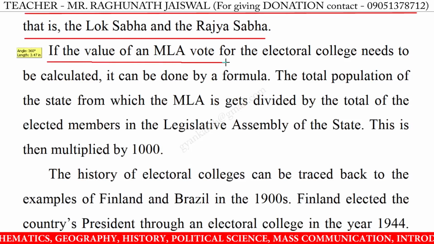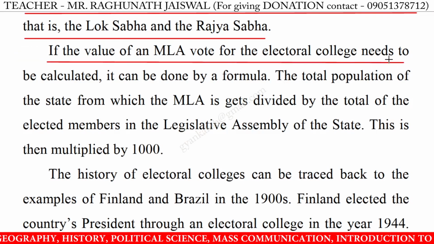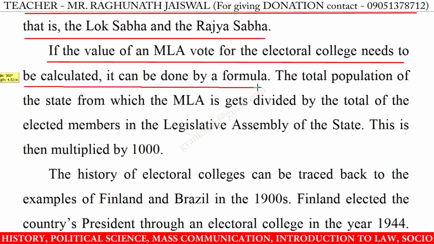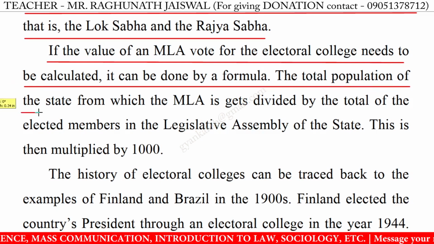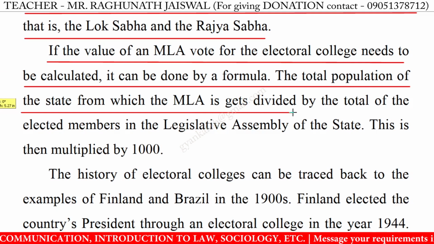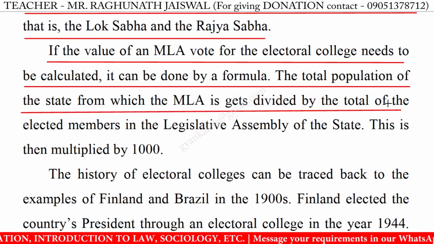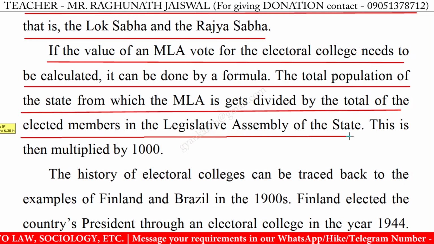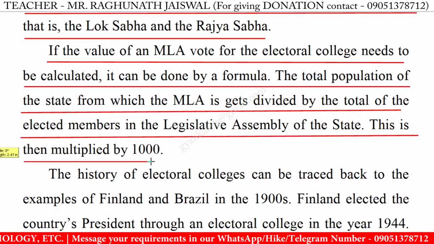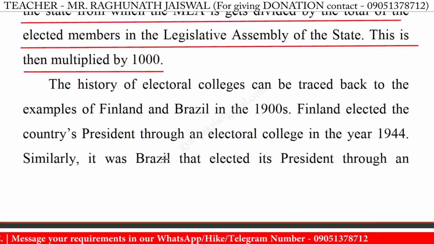If the value of an MLA vote for an Electoral College needs to be calculated, it can be done by a formula. The total population of the state from which the MLA is gets divided by the total number of elected members in the Legislative Assembly of the state. This is then multiplied by 1000.